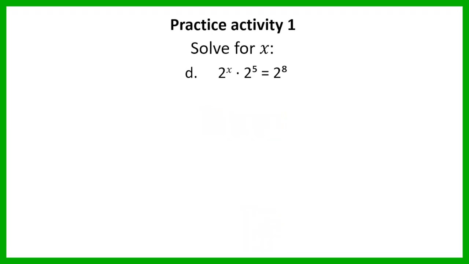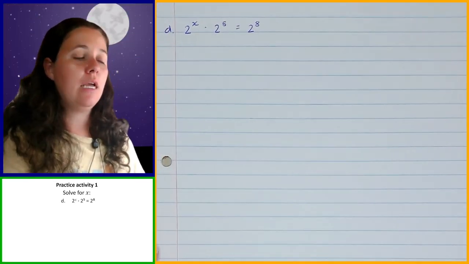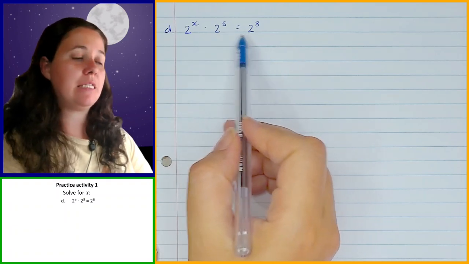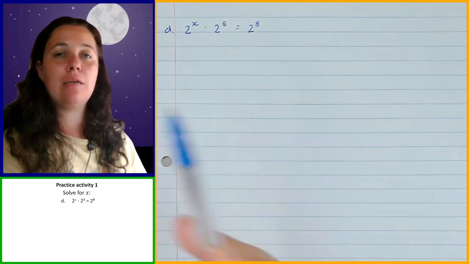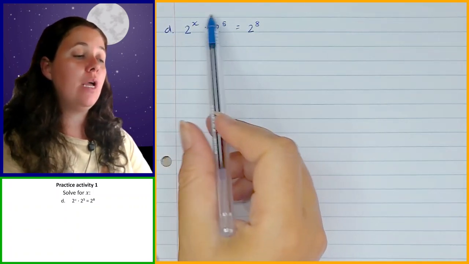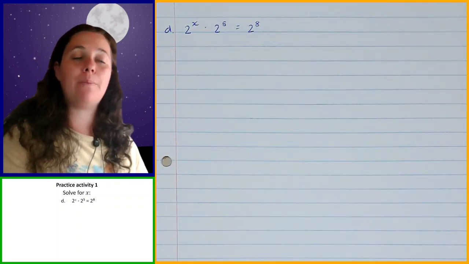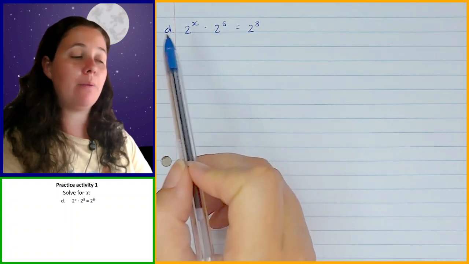Okay, so let's see what you did. In this question, I have got two powers on the left-hand side equal to a power on the right-hand side, and all of them have got a base of 2. So I'm not going to have to worry about changing anything with the bases, but what I do need to do is remember I said we need to have one power on the left equal to one power on the right. So what I need to do over here is combine these into one power.